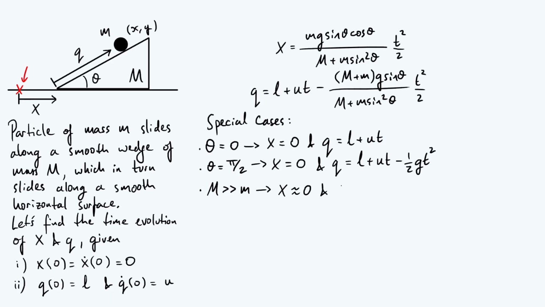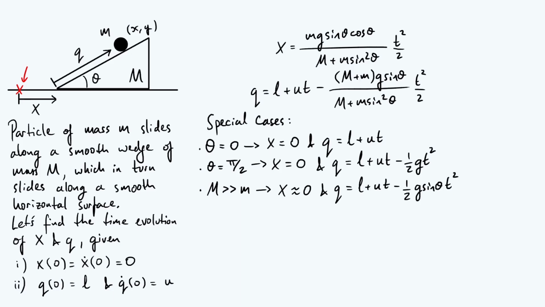What about the particle? What happens to q? Well, as always, you've got your L plus ut. If big M is much bigger, then this term basically disappears, right? Because the big M term dominates. And this plus little m also disappears. So you've got minus a half g sine theta t squared, because the big M on the top would pretty much cancel with the big M on the bottom. So let me just write that out. It's minus a half g sine theta times t squared.